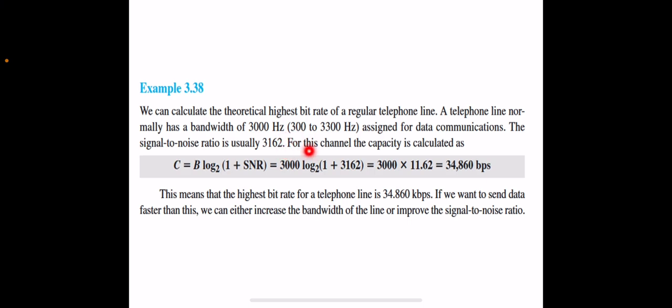By applying those values into our formula, channel capacity C equals bandwidth, 3000, times log of 1 plus 3162. Computing the value, this is 34.86 kilobit per second, which is the maximum bit rate we can achieve over a normal telephone line. So if you want to improve the bit rate of a normal telephone line, either we have to increase the bandwidth or we have to increase the signal to noise ratio.